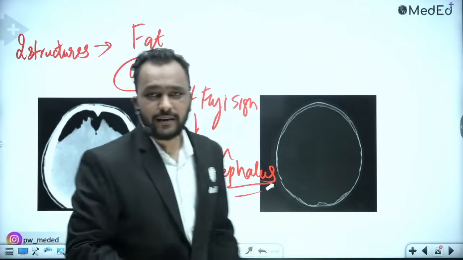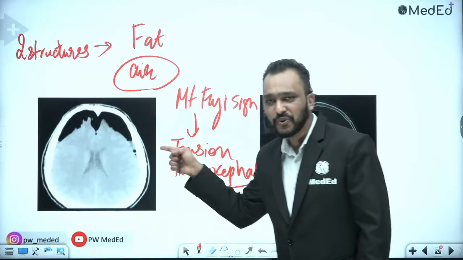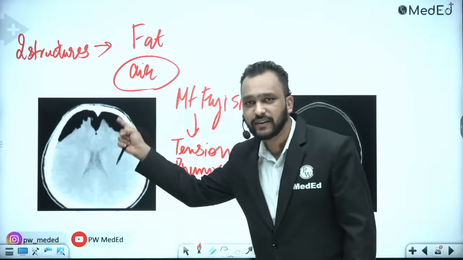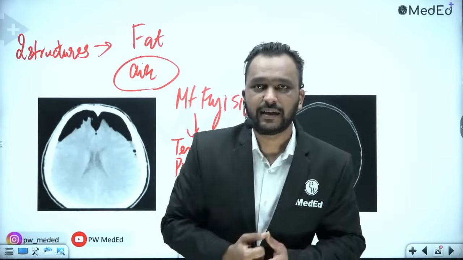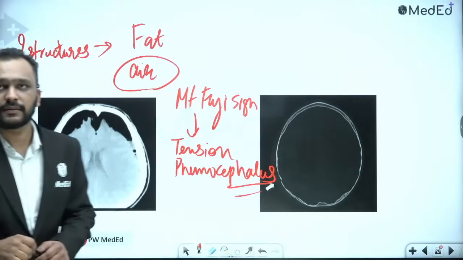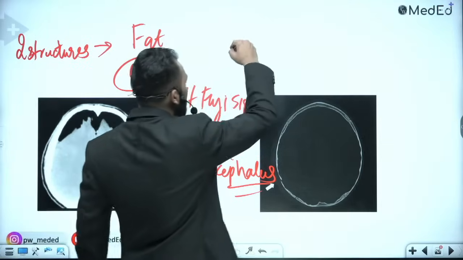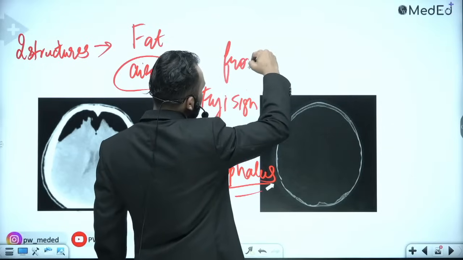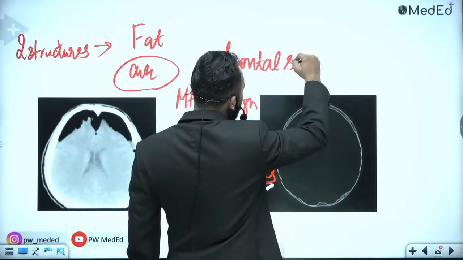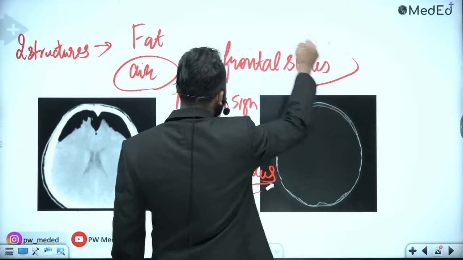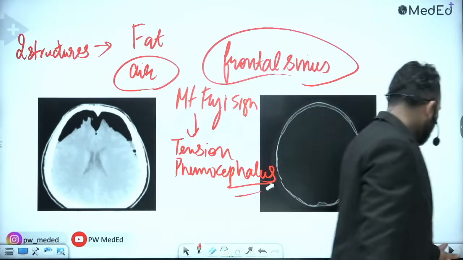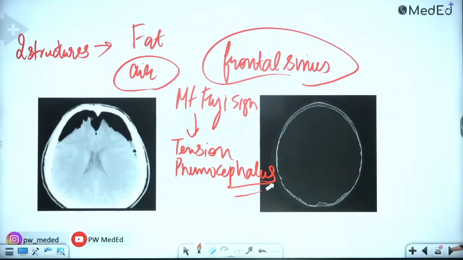So guys, can you tell me what is the source of air in these patients? What is the source of air in the extra-axial spaces? Let me see who can answer this. Source of air: it is your fracture of the frontal sinuses. So from the frontal sinus, the air can go into the extra-axial space, and this will give you a pneumocephalus appearing as a Mount Fuji sign.